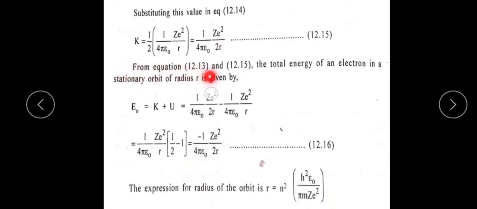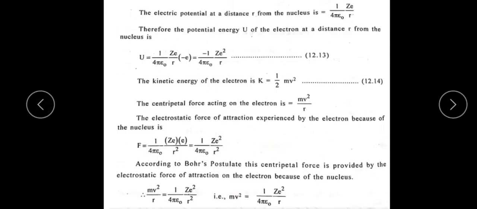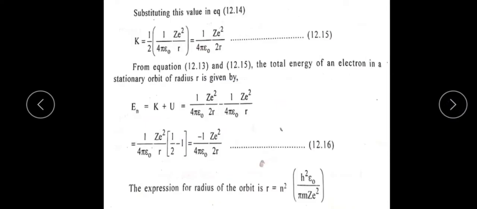From equation numbers 12.13 and 12.15: in equation 12.13, the potential energy is minus 1 divided by 4 pi epsilon naught, Ze square by r. But in equation 12.15, the kinetic energy is 1 by 4 pi epsilon naught, Ze square divided by 2r. From these two equations, the total energy of an electron can be determined. The total energy is equal to the sum of kinetic energy and potential energy. The kinetic energy value is 1 by 4 pi epsilon naught, Ze square divided by 2r.